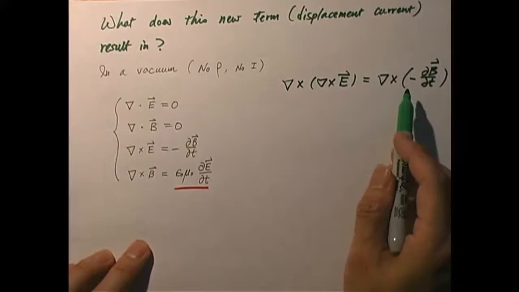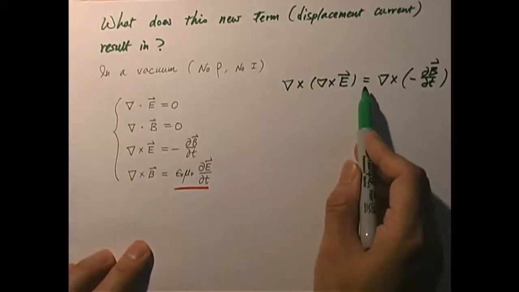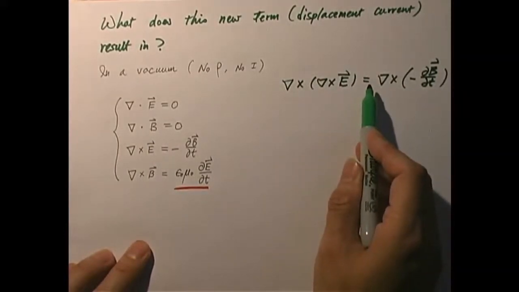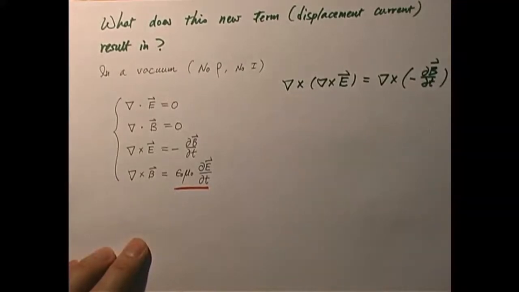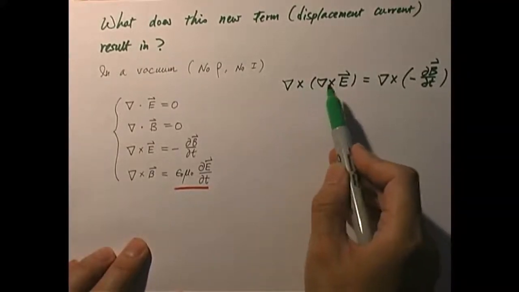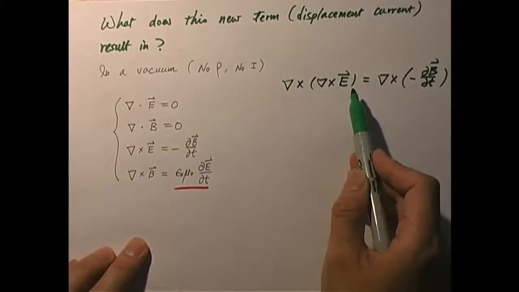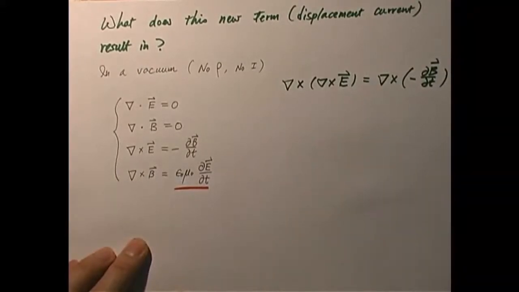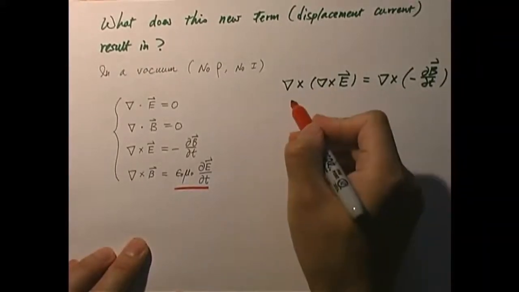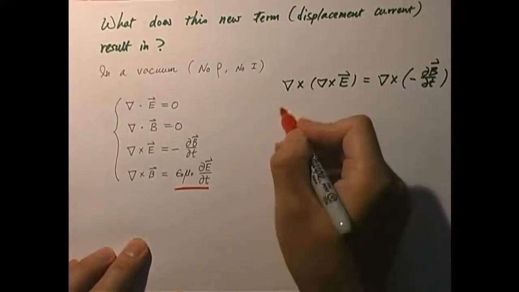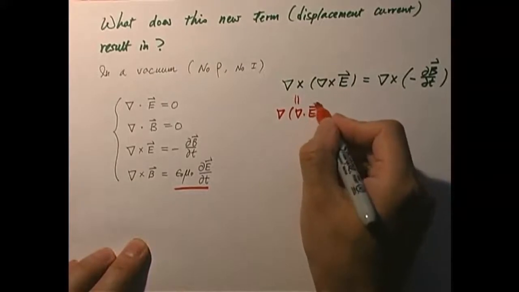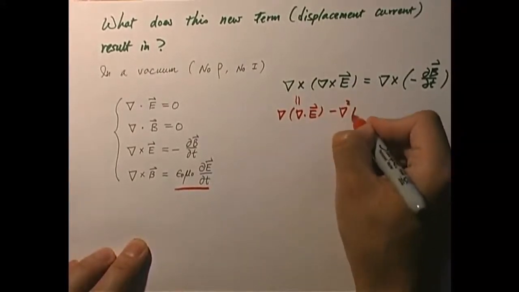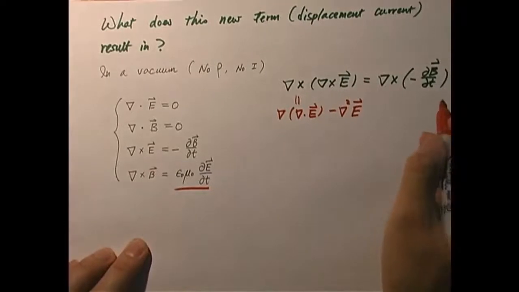Of course that works. Now at this point we would have to use a mathematical identity that you learned, or you should have learned at least in the math class. What is gradient cross gradient cross E equal to? Now some of you may recall. If you don't, check your math book, it's definitely there. This can be written as gradient of gradient dot E minus gradient squared E. Trust me, it works. This is the right formula.